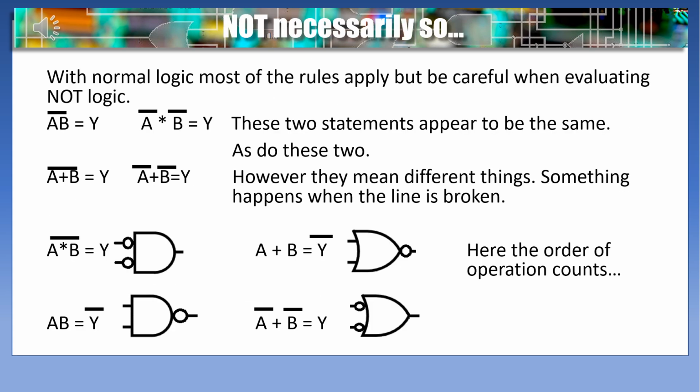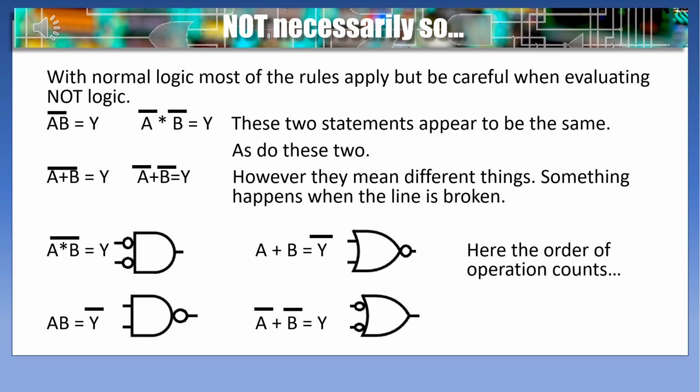In logic, the vast majority of the rules apply, but be careful when evaluating not logic. For example, A and B not equals Y is essentially the same as A not and B not equals Y. These two statements appear to be doing the same thing. Same as A or B not equals Y, or A not or B not equals Y. However, they actually mean different things.